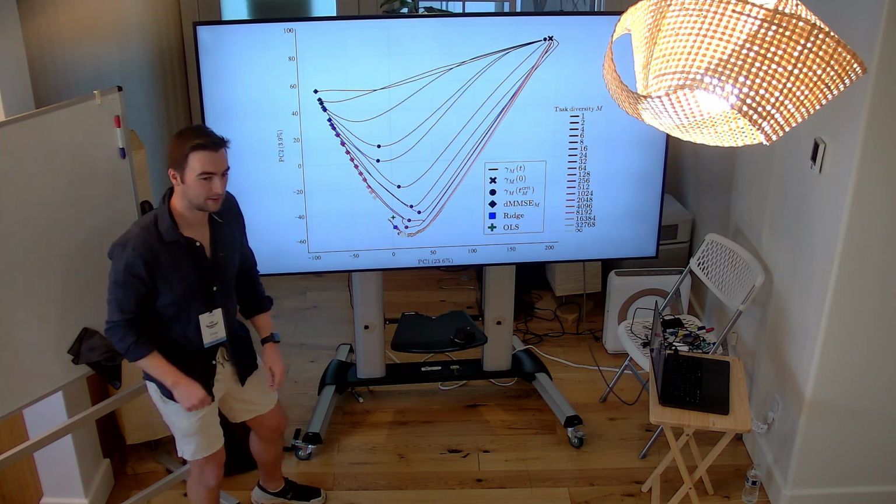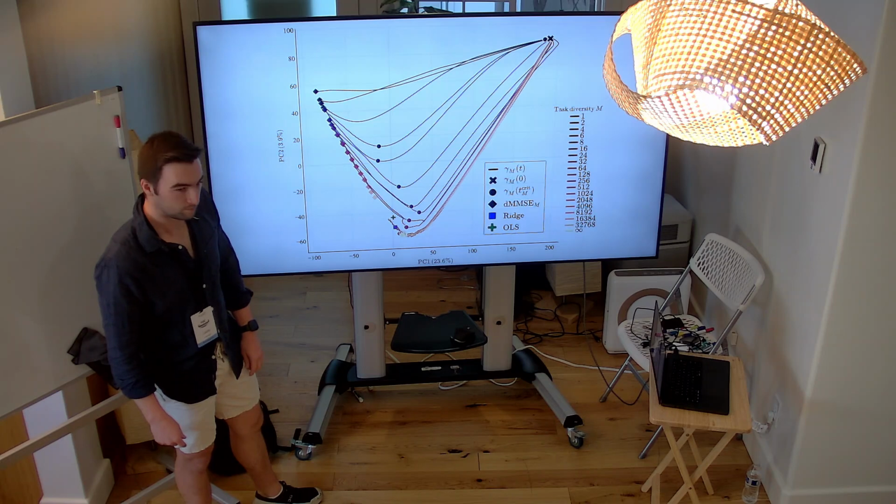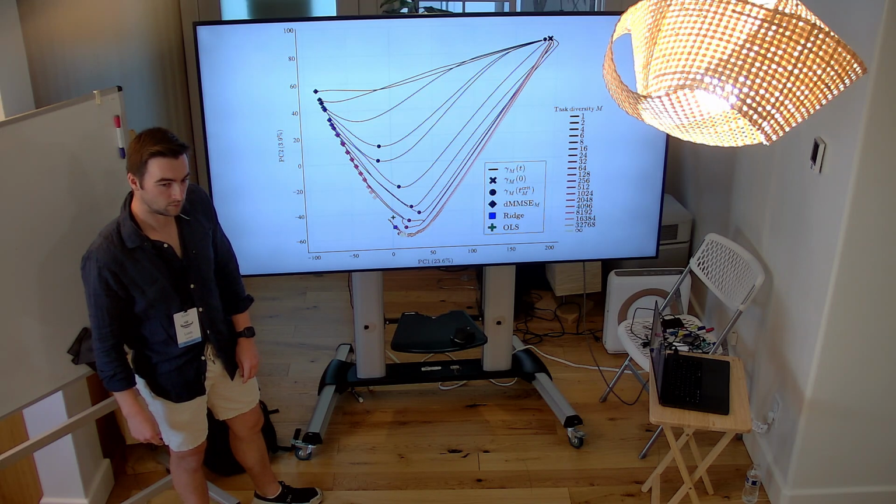So you're plotting the DIMS and ridge algorithms in a PC space by evaluating them on the same data points and then projecting onto the principal components.